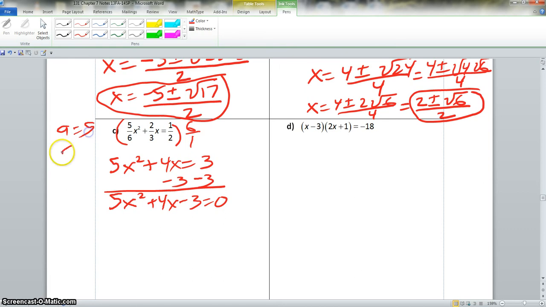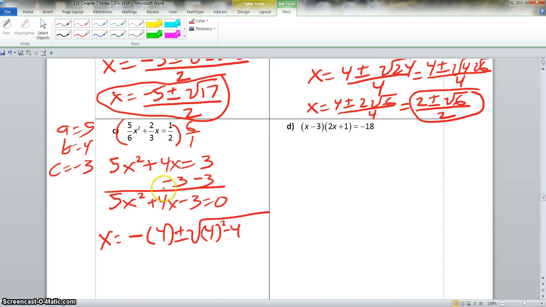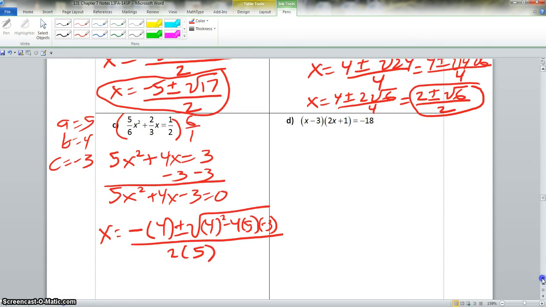Our a is 5, our b is 4, and our c is negative 3. So we will put it in the quadratic equation. We know b is 4, so the opposite is negative 4, plus or minus the square root of 4 squared minus 4. Our a is 5, and our c is negative 3, all over 2 times 5, because a is 5.